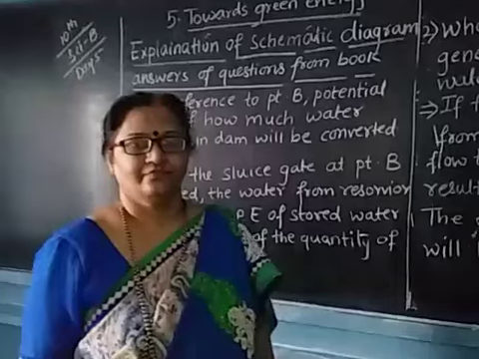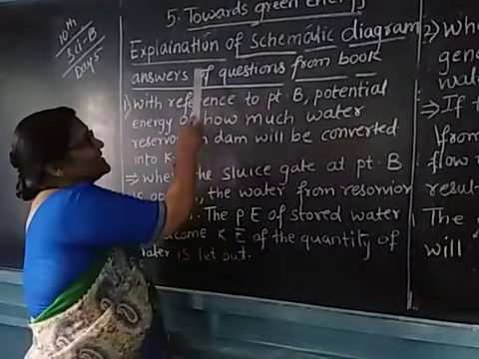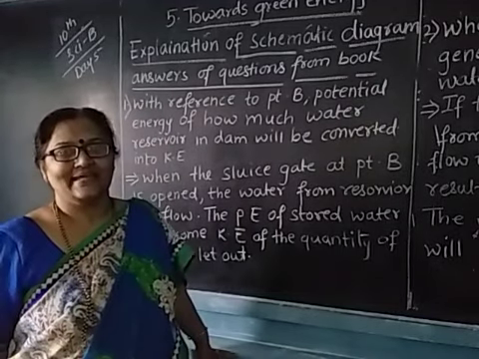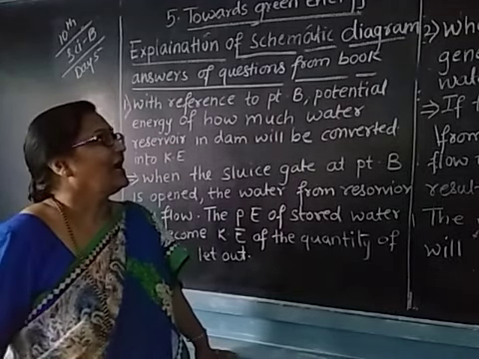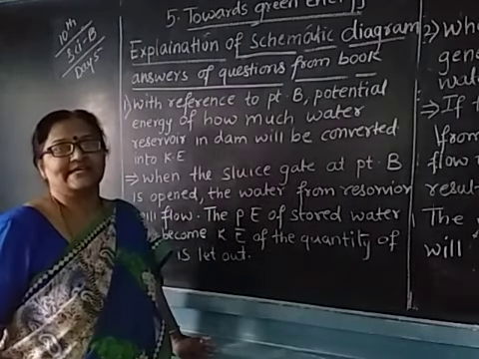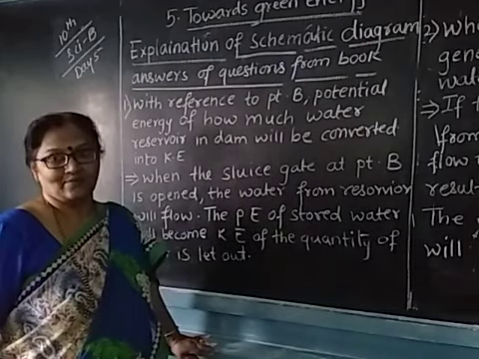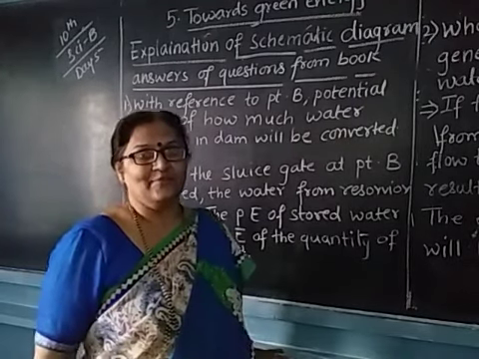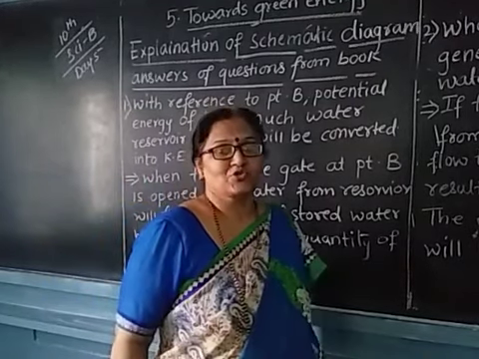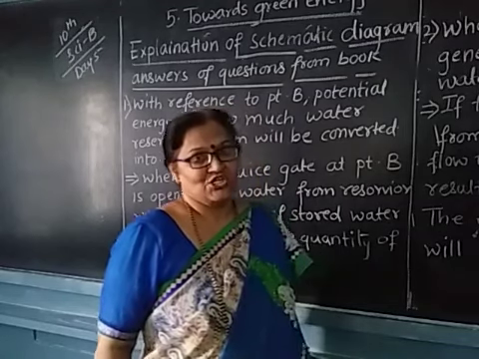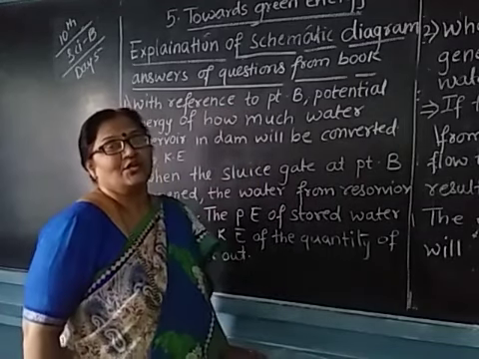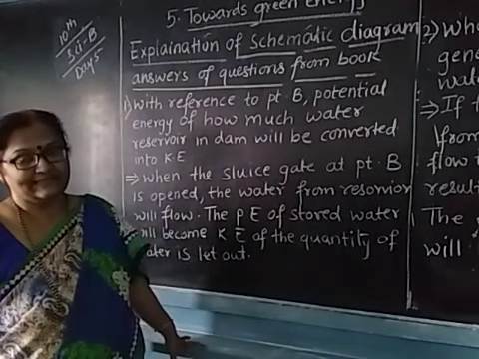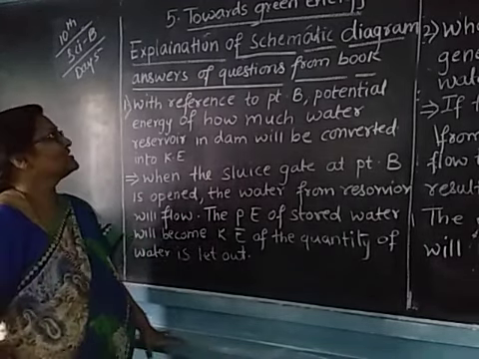The next point is explanation of the schematic diagram. The schematic diagram is given in your book, and we are going to do the explanation of that diagram. There are various points given in the schematic diagram. There is also one dam shown there. The turbine is shown, the generator is shown. Now the questions which are related to this schematic diagram, we are going to see.